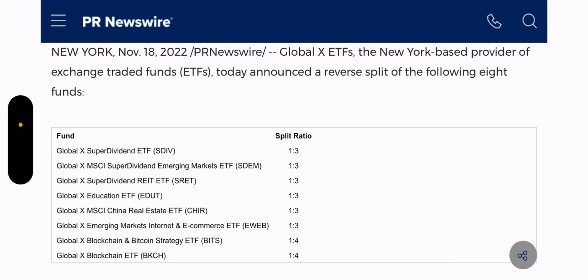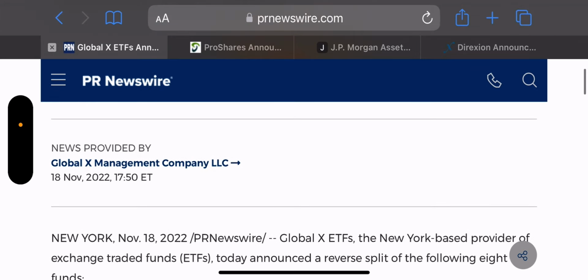Especially like you look at Super Dividend. Okay, Super Dividend ETF. That tells you it could involve options. So things like that, they tend to more so trend down.